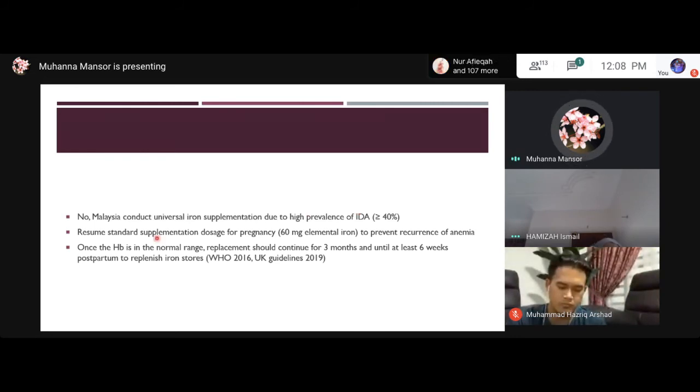So what we do is, if the target Hb is already achieved, we can resume the standard supplementation dosage for pregnancy, which is 60 milligram elemental iron, 200 milligram ferrous fumarate OD, to prevent a recurrence of anemia. And this should actually be continued postpartum. So WHO and also UK guidelines advocate continuing the iron until 3 months or 6 weeks postpartum, so that they can replenish the iron store and prepare for the next pregnancy. I think that's all for my slide.